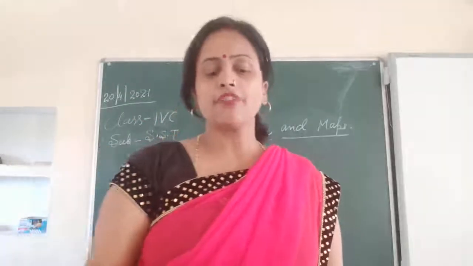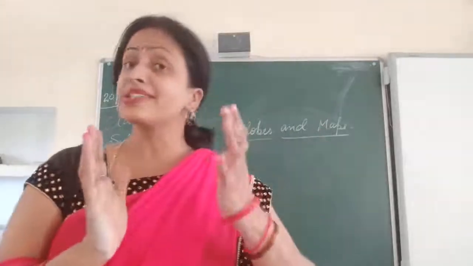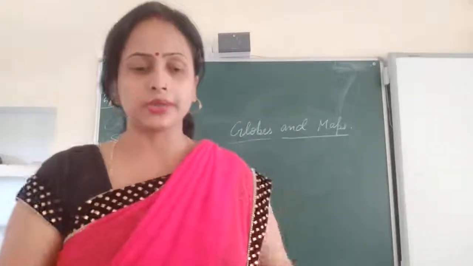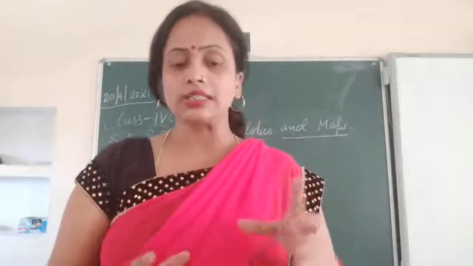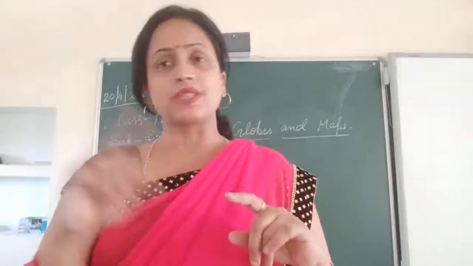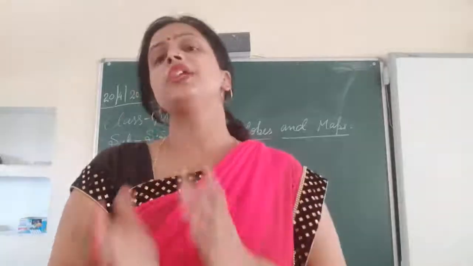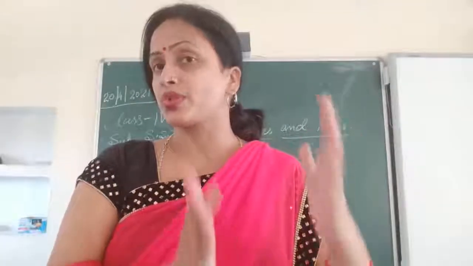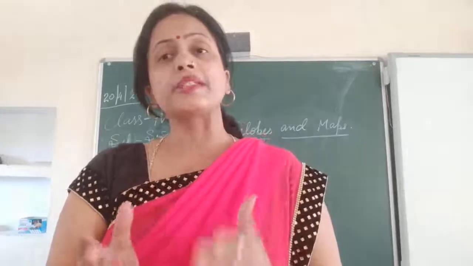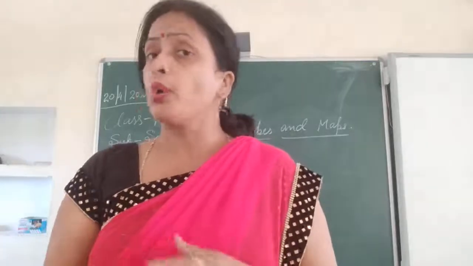The other half is hidden because the globe is spherical in shape, so we can't see the whole earth together. We can see the other half by rotating the globe. When the globe spins, when it rotates, only then do we see the other half of the earth, which is represented by the globe.